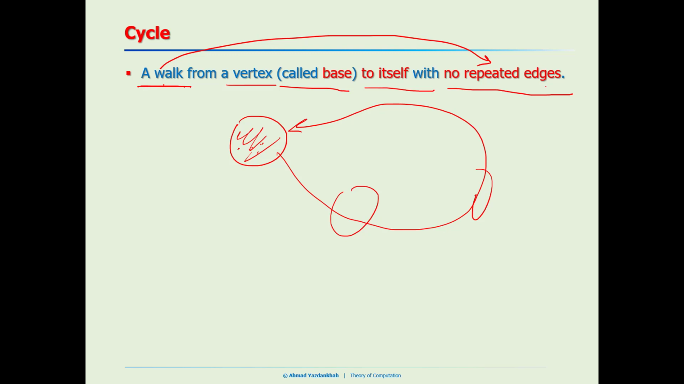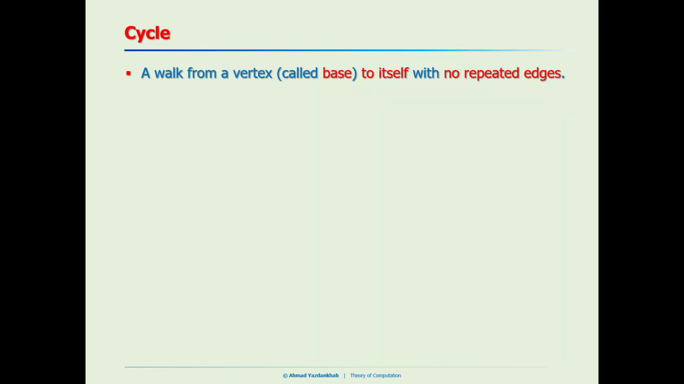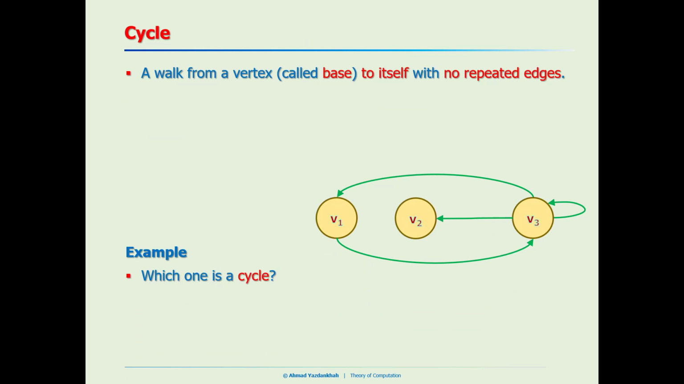So instead of this, we could say it is a path that goes from one vertex to itself, right? Let me take an example and then we return back to rewriting of this definition.